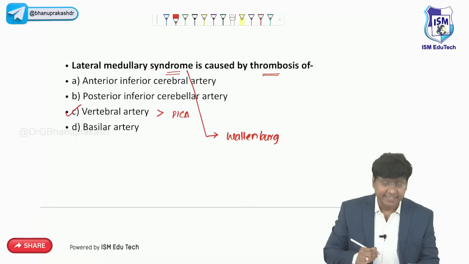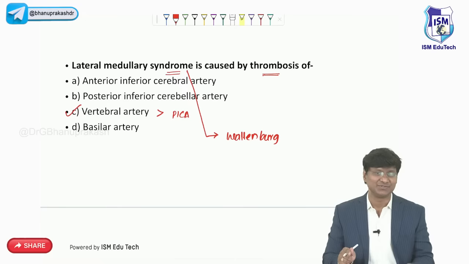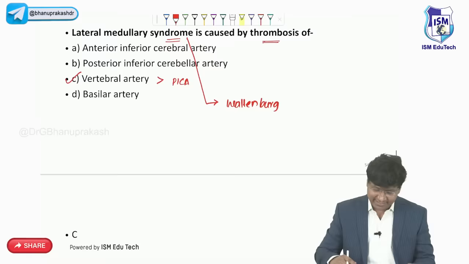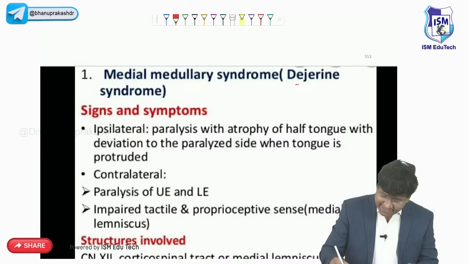Right, it is also called Wallenberg syndrome. And similarly, you also have medial medullary syndrome. So, what is the other name for medial medullary syndrome? The other name for your medial medullary syndrome is called Dejerine syndrome. Right, it is called Dejerine syndrome.